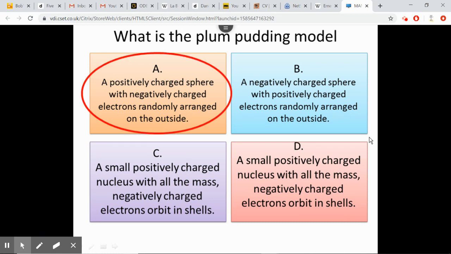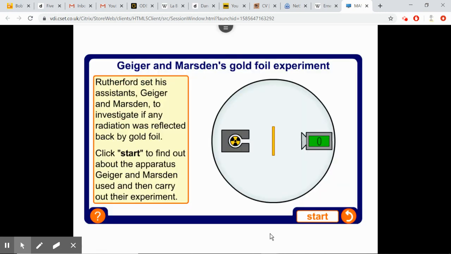Right, the answer is A. The plum pudding model is a positively charged sphere with the negatively charged electrons randomly arranged around the outside. All of the other ones are wrong for some reason.